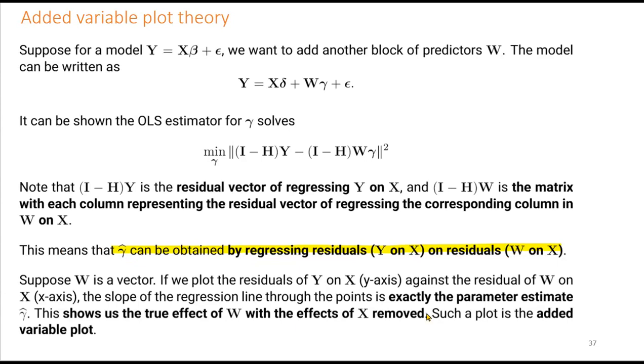So what has that got to do with the added variable plot? When you regress y on x, the residuals from this are like the y which has had the effects of x stripped out. The residuals of w on x can be interpreted as the w remaining after you've stripped out, or partialed out, the effects of x. That's how it's related to the added variable plot. So it shows us the true, or partial, effect of w with the effect of x removed. That's what the parameter would be.